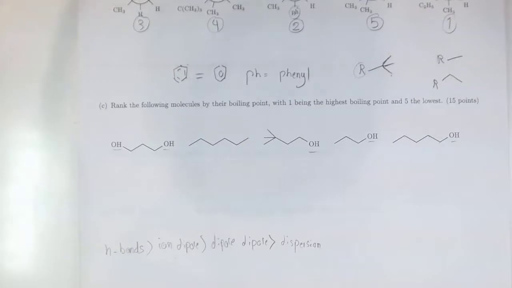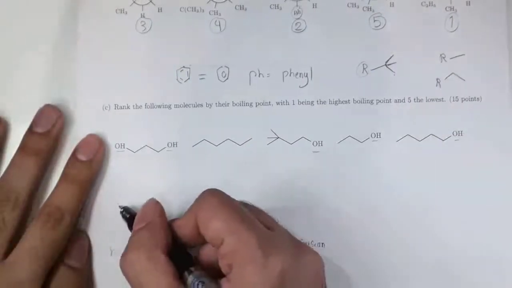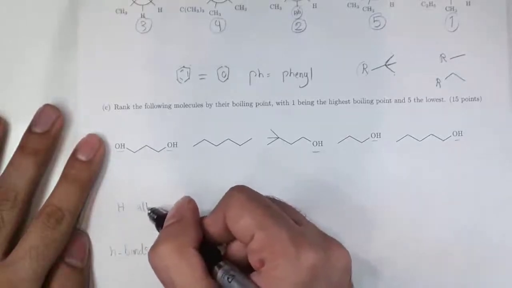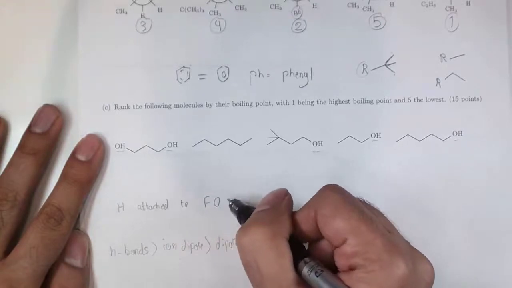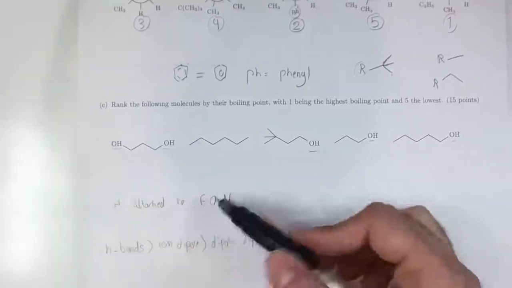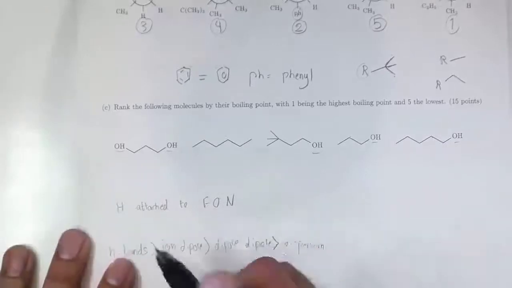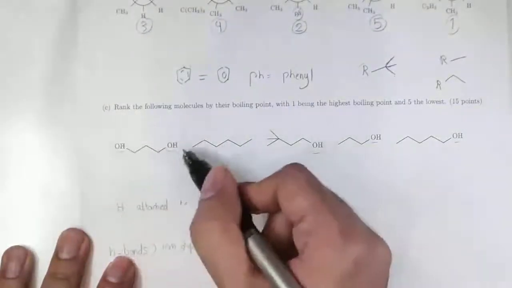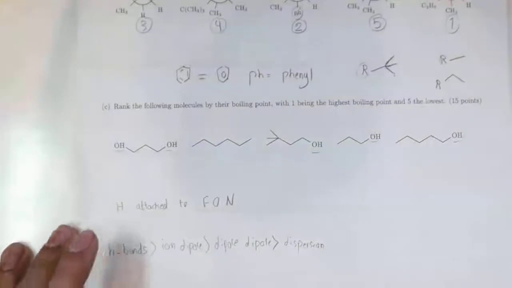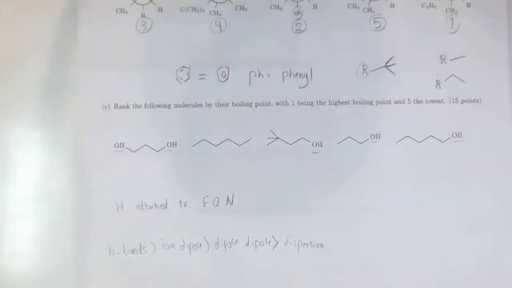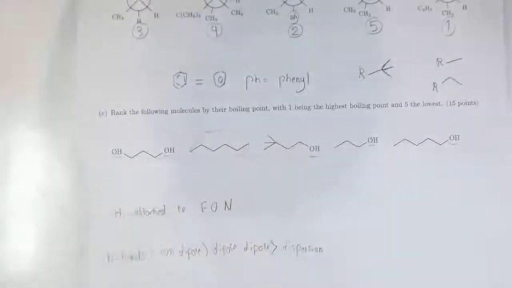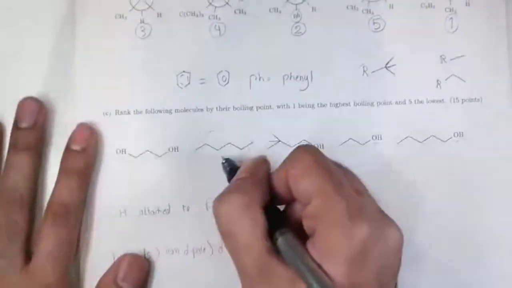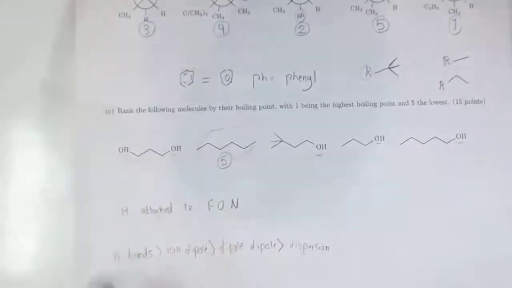Now, when am I going to have my hydrogen bonds? You're going to be forming hydrogen bonding when you have hydrogen attached to fluorine, oxygen, nitrogen, or even close to these guys. Now over here I have hydrogen and oxygen, and the same thing over here. The only compound that doesn't have any hydroxyl group is this guy. Therefore, immediately I know this should be number 5.